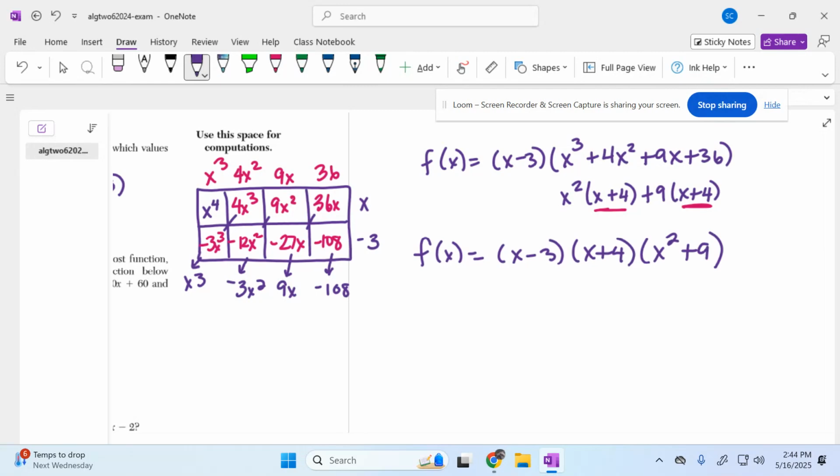Because I'm trying to find all of the factors, including the non-real ones, I need to try and factor this expression, which can't be done with difference of two squares without having to use imaginary numbers.